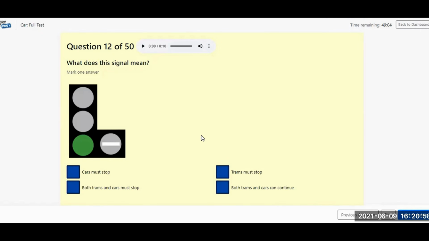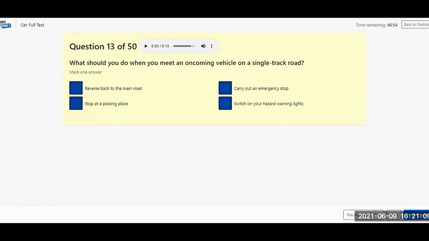What does this sign mean? Again, from the UK traffic sign book. So this is for the tram. So look for the option for the tram, because this is not a normal traffic light. This is for the tram. What should you do when you meet an oncoming vehicle on a straight single track road? So again, the road is narrow. You always should be ready to slow down and let them go, and then stop in passing places, so then you can pass each other easily as well.